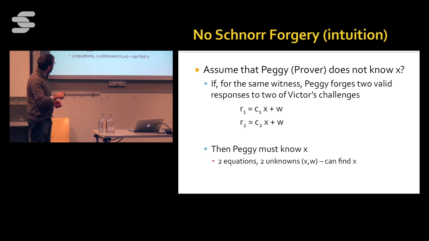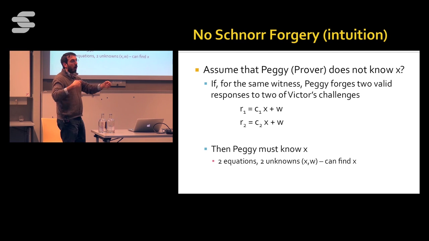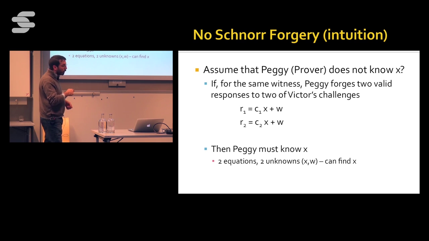However, if indeed she can produce these correctly, then here is what happens. She has a W that is fixed and known to her. Sorry, I apologize. We basically have two equations with a known C and a known R. These are public values of the protocol. And then we actually have two unknowns, X and W. So in theory, if Peggy is able to produce two transcripts, one with C1 and one with C2 with the appropriate R1 and R2, then she would be able to solve for X and W and learn X.